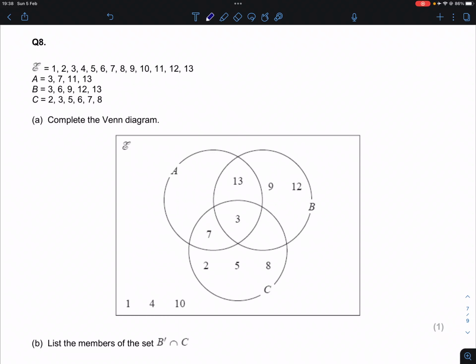Question 8. We're given a Venn diagram that is incomplete. The missing pieces are here and here, and we'd be given all this information. We're told that the numbers in the universal set are 1 through 13. A quick scan of all the numbers in the Venn diagram shows that we're missing 6 and 11.